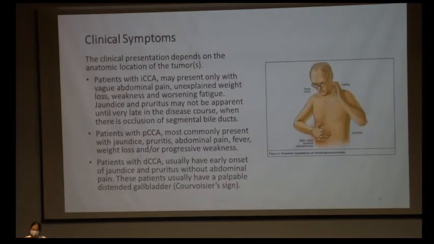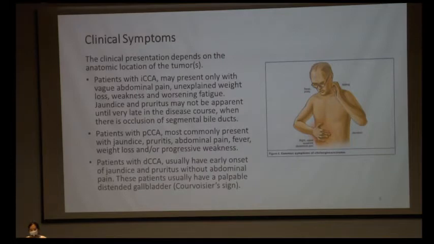The clinical symptoms mainly depend on the anatomic location of the tumor. Patients with intrahepatic cholangiocarcinoma usually present late. They have usually vague abdominal pain, unexplained weight loss, weakness, and worsening fatigue. Jaundice and pruritus may not be apparent until very late in the disease course, when there is occlusion of the segmental bile ducts. Patients with perihilar cholangiocarcinoma commonly present with jaundice, pruritus, abdominal pain, fever, weight loss, weakness.